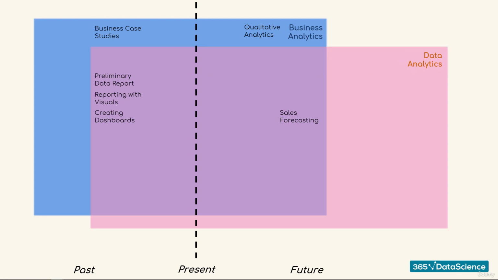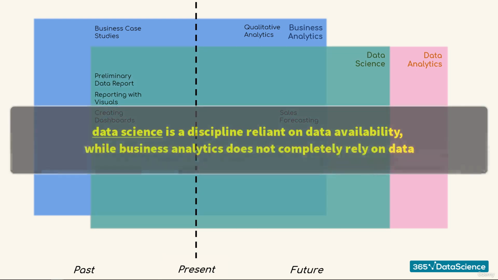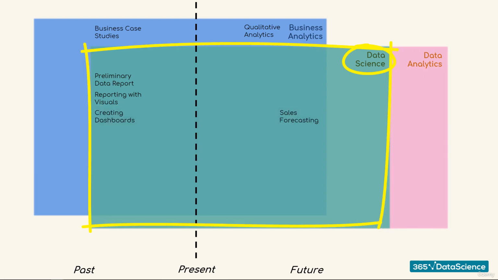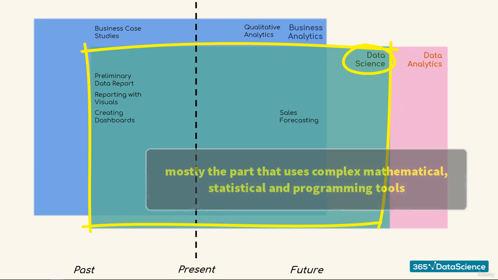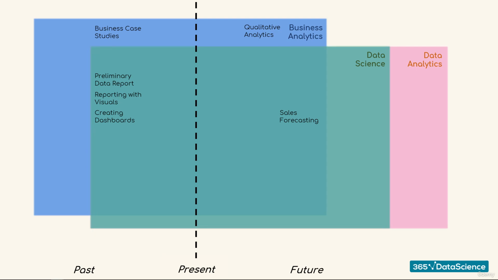Data science. Data science is a discipline reliant on data availability. Business analytics does not rely on data. However, data science incorporates part of data analytics, mostly the part that uses complex mathematical and programming tools. Consequently, this green rectangle represents the area within data analytics, but beyond the area of business analytics. Okay.